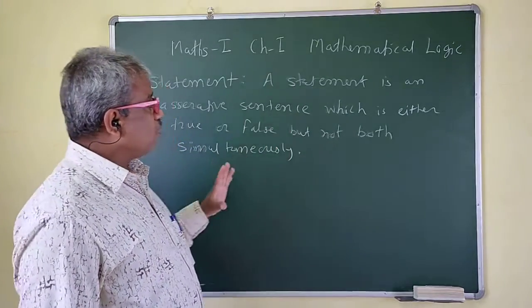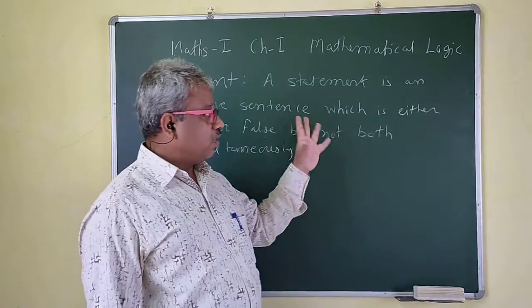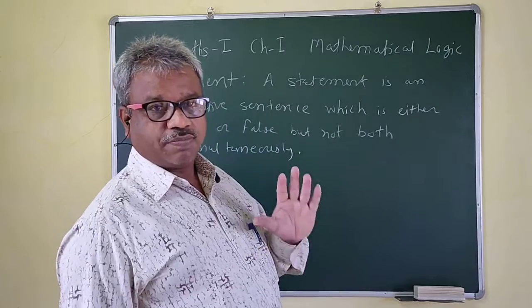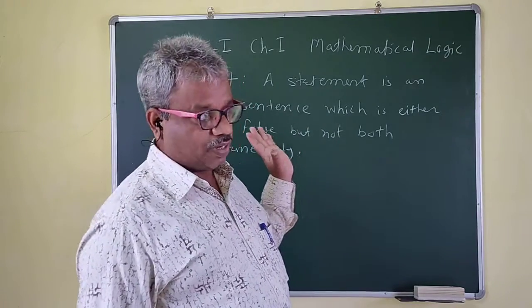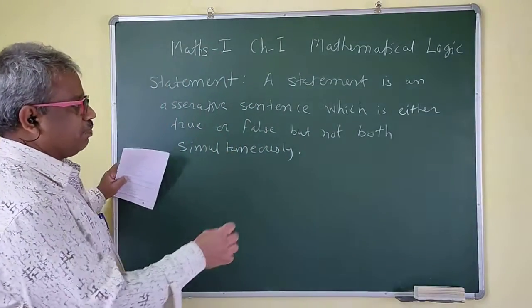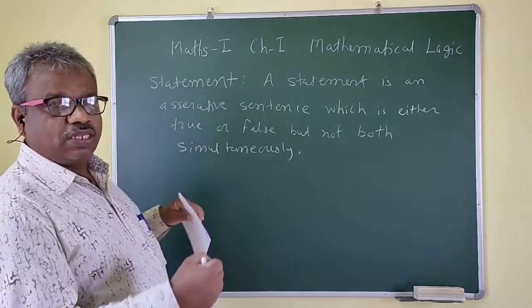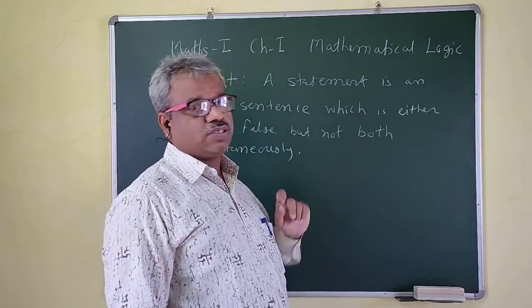So that means an assertive sentence which is either true or false, but not both, is called a statement. This is a very simple definition of a statement. Suppose we are given a sentence. When will that sentence be a statement?